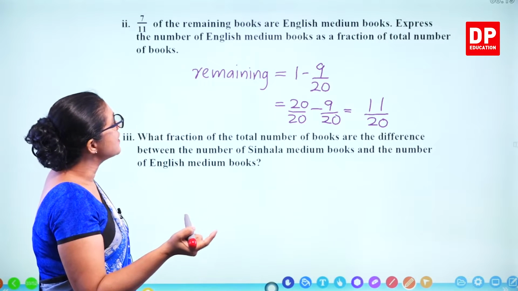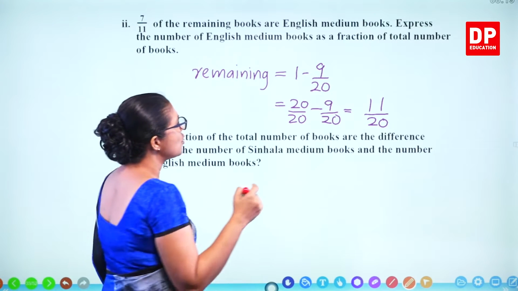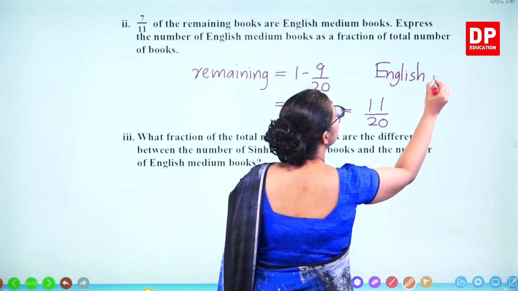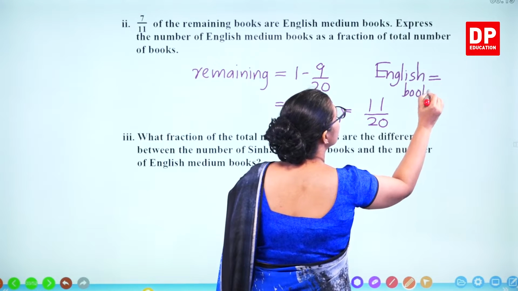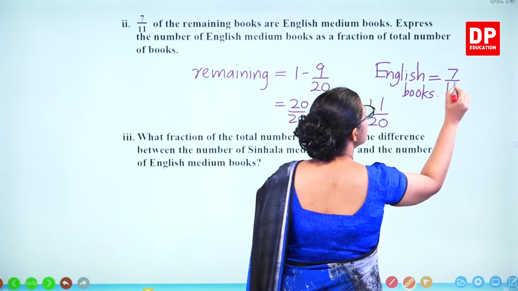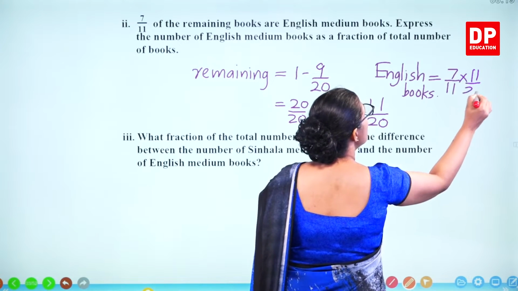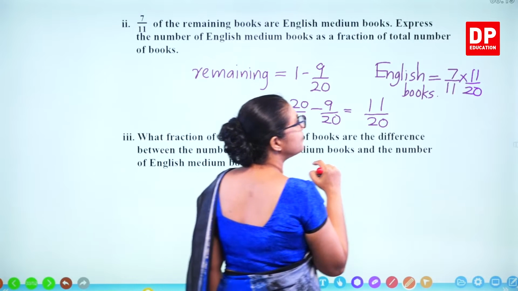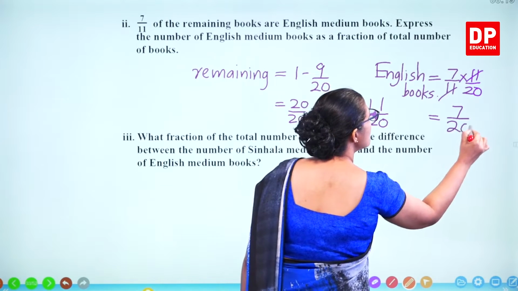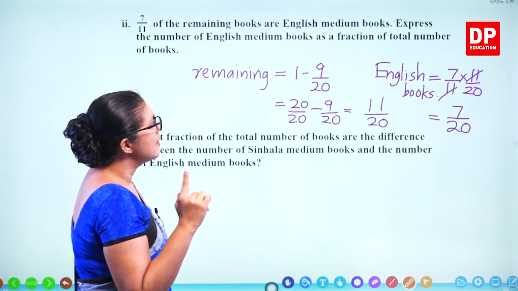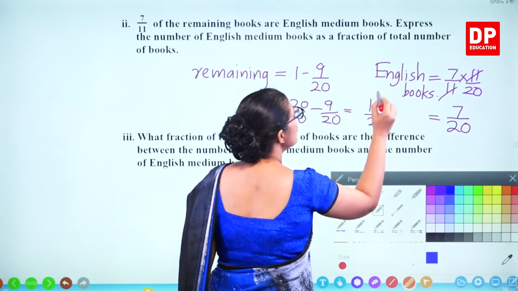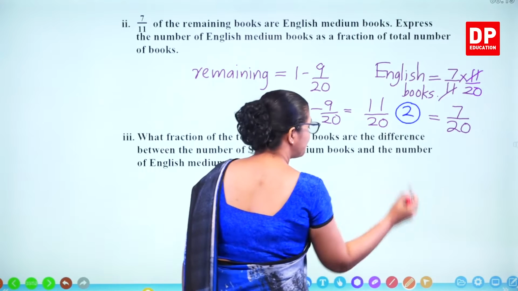So 7/11 of the remaining books are English medium. So what's the fraction of English medium books? You get 7/11 of the remaining 11 over 20. So 11/11 get cancelled out. That's 7 over 20. So that's the number of English books as a fraction. So you get 2 marks for that step as well.